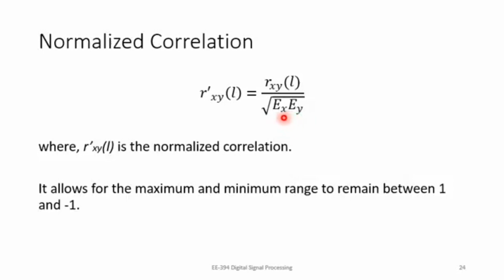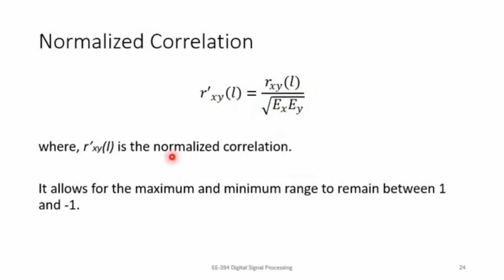So we have signal X, so we find its energy. We have signal Y, we find its energy. We multiply these two energies, and then we take the square root. And whatever the correlation function comes up with, we divide it by this number. And this gives us the normalized correlation.